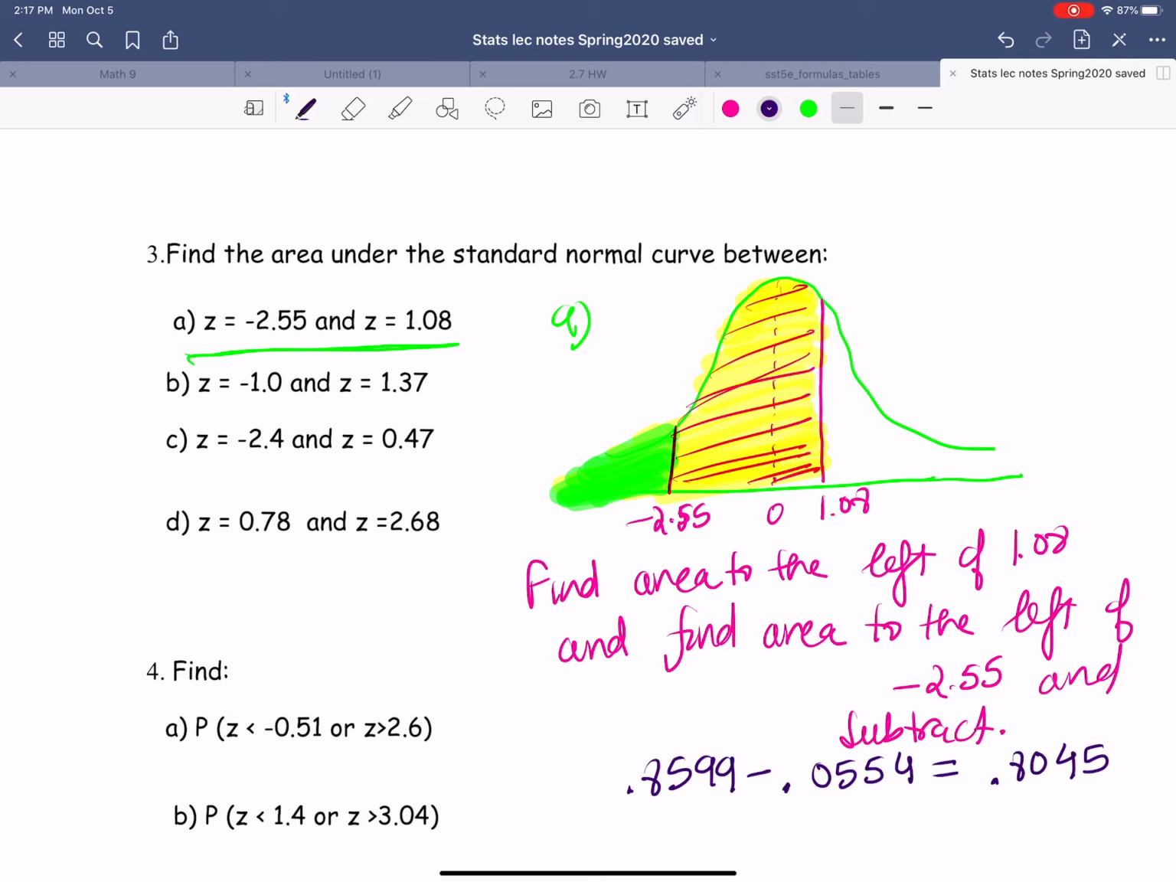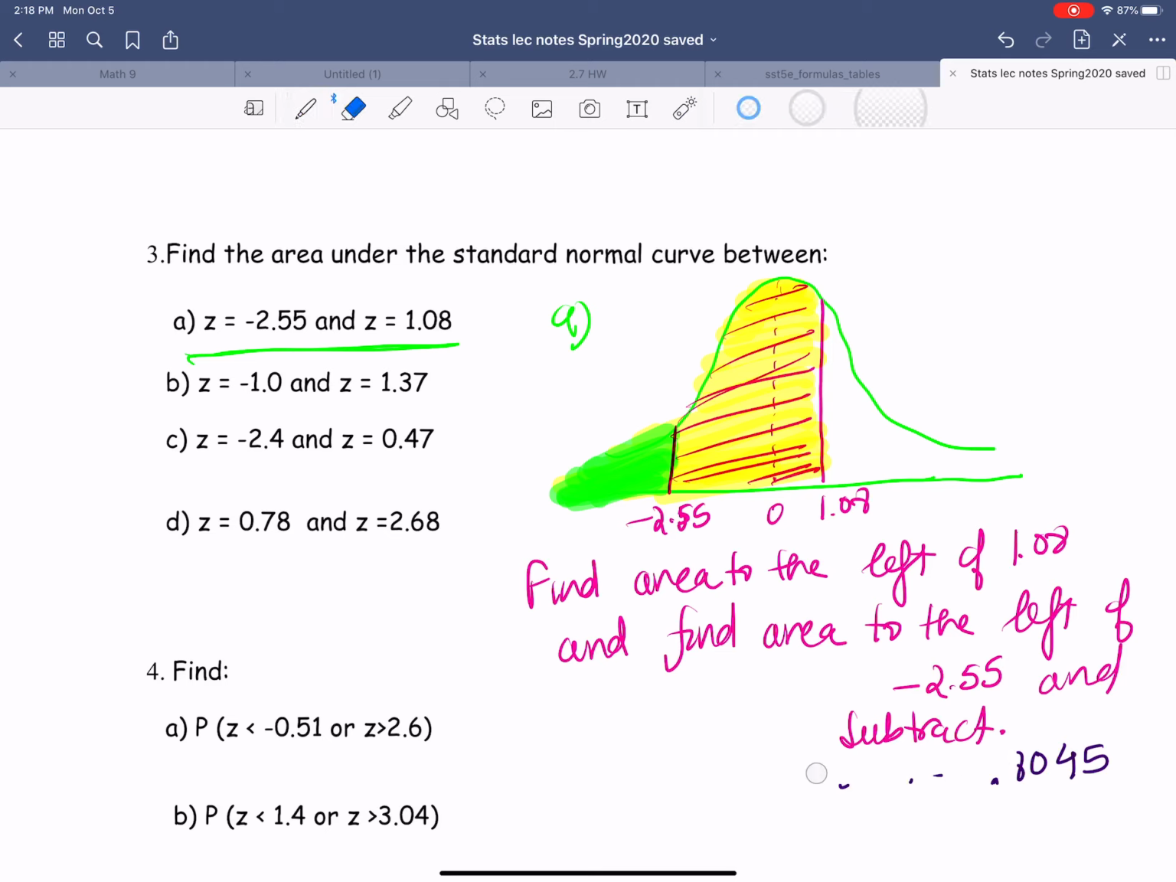If you were to use a Casio 991 calculator, you would press On and then Menu and then number 7, and there you see normal PD, number 1. We need number 2, which is normal CD. My lower range here is negative 2.55. My upper range here is 1.08, and it turns out to be 0.85. Looks like I've messed up somewhere here. Let me go back and check my areas, okay?